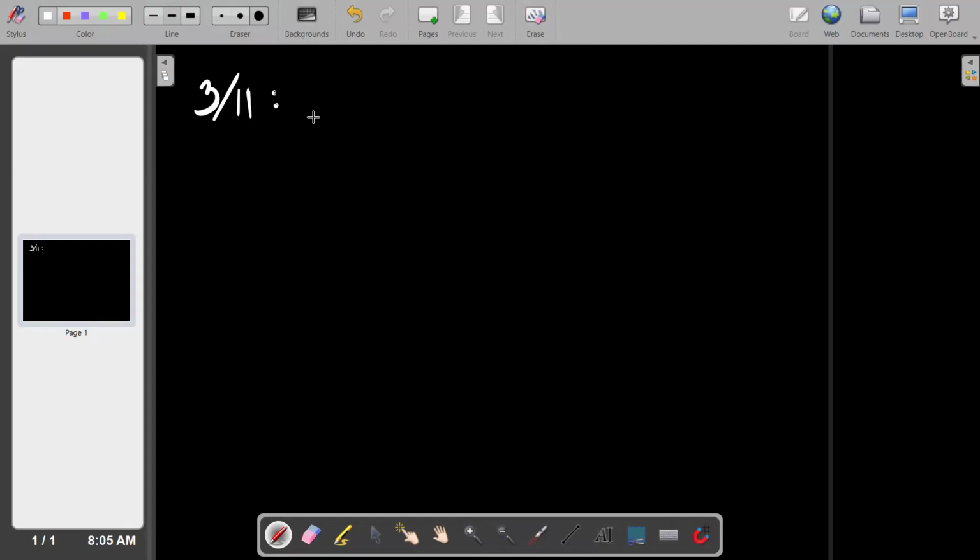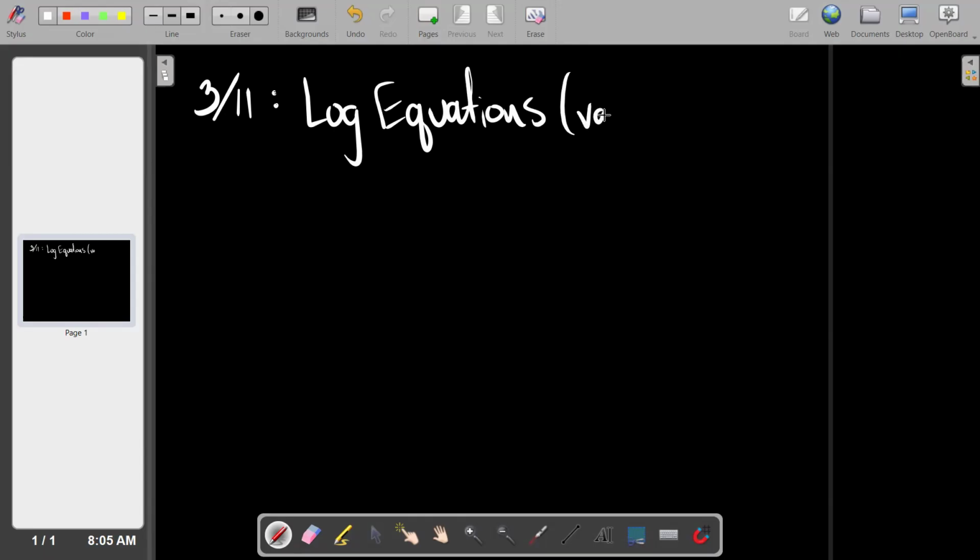So what we're doing is what we've been doing. We're solving log equations, but they're going to have variable bases. So when you take your quiz on log equations, it will not be broken up into what we've been doing plus what we're going to do. It'll just be all together.